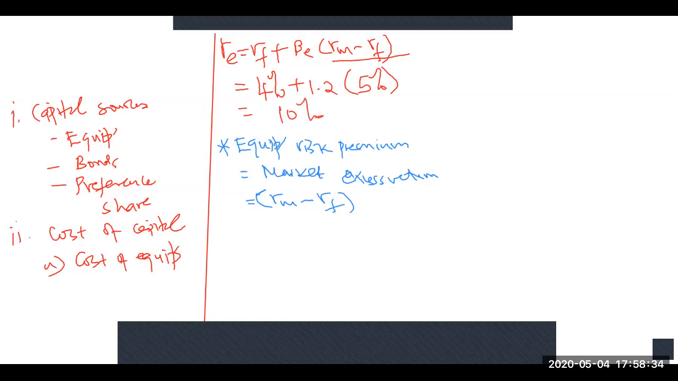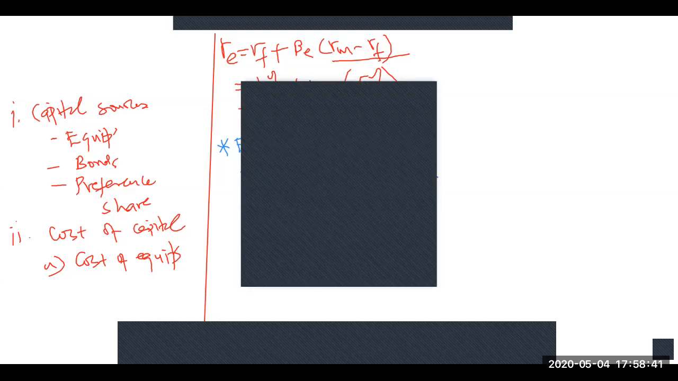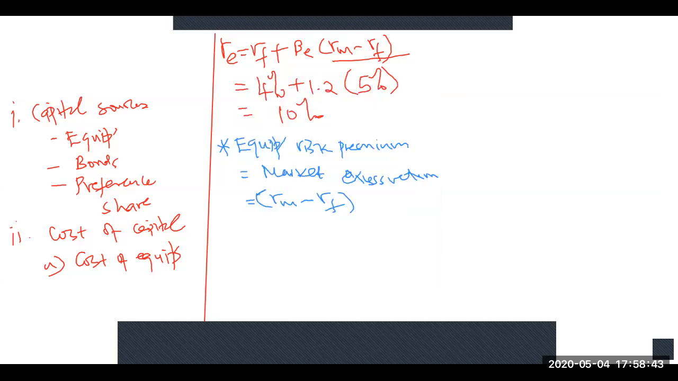That is from Esther. Someone confirm? Okay, thank you, Faith. So you get 10% to be the cost of equity. Be careful here that the RM minus RF is referred to as the equity risk premium.